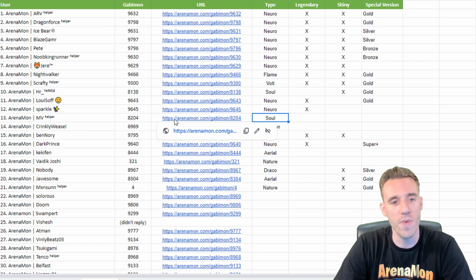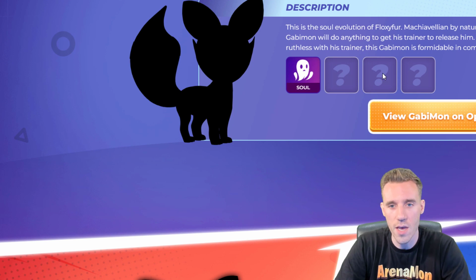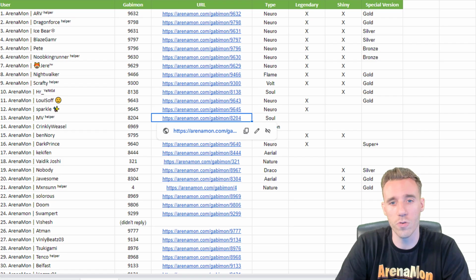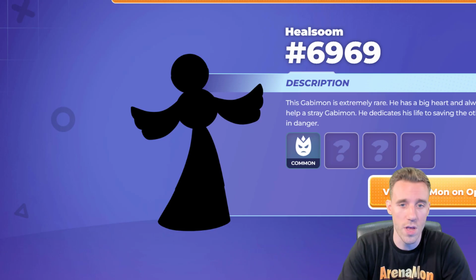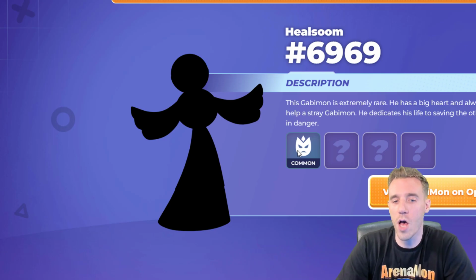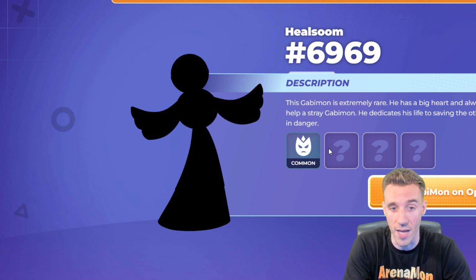Now we have over there some choices that I do not understand at all. For example, MV, I'm clicking on this and you just selected a soul. There's no shiny, there's no gold version, nothing. So this is very bad. If you take a look at this, this is even worse. Why picking just a common, no shiny, no legendary? This is also a bad choice.